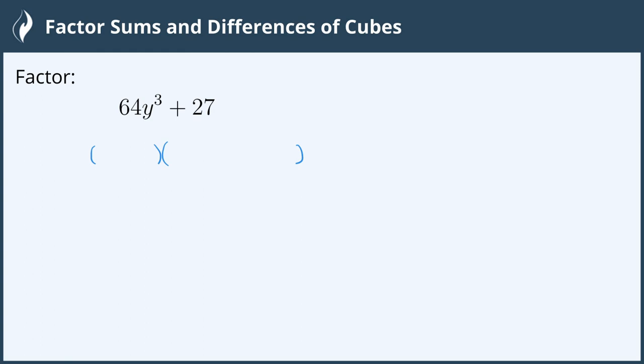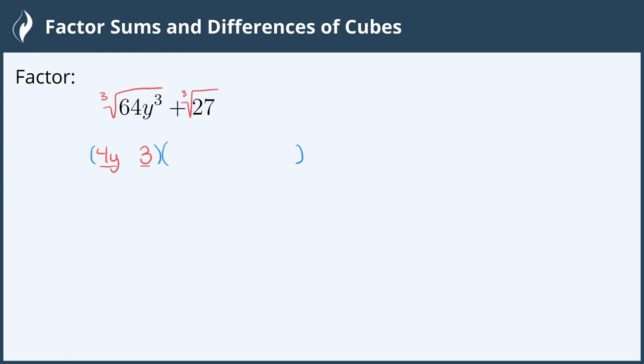The first thing we need to do is cube root the first term of the binomial and cube root the second term of the binomial so that we get the terms that will go into our binomial and our trinomial. The cube root of 64 is 4, and the cube root of y cubed is y, and that becomes the first term of our binomial. The cube root of 27 is 3, so that's the second term of our binomial.